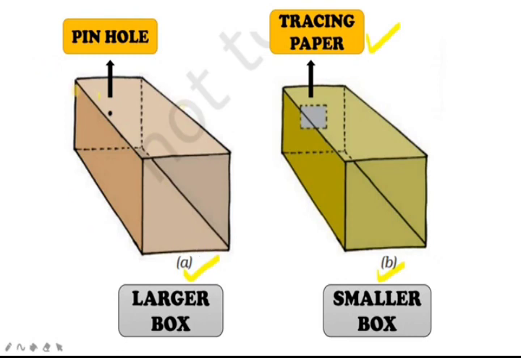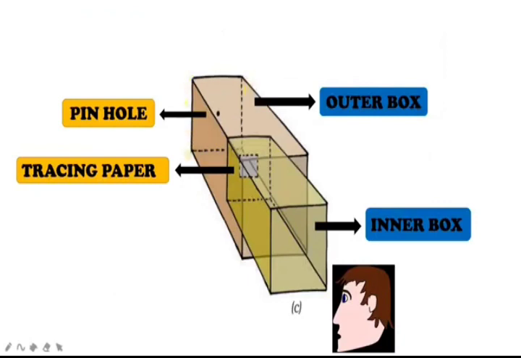So the tracing paper in the smaller box you have to keep, and in the first box you have to keep a pinhole using a needle or whatever it is. You just keep a pinhole and a tracing paper. This much setup you have to keep. So the next is the functioning of this pinhole camera. The tracing paper, inner box and outer box you have to adjust like this. How a cameraman adjusts his camera, the same way here also you just adjust. Please adjust this inner box with the pinhole.